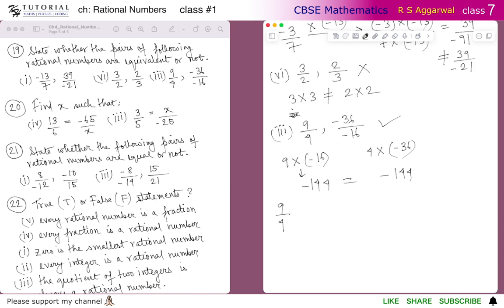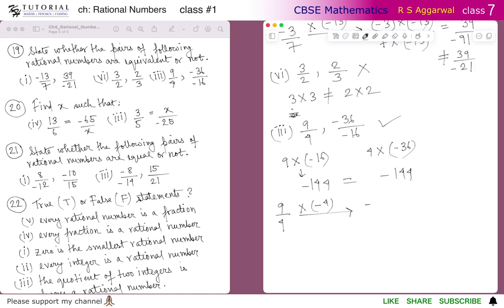Now, I will first check how do I make the numerator of this rational number 9 by 4 minus 36. So, what will I do? I have to multiply with minus 4. I'm trying to get an equivalent rational number by multiplying both the numerator and the denominator by minus 4.